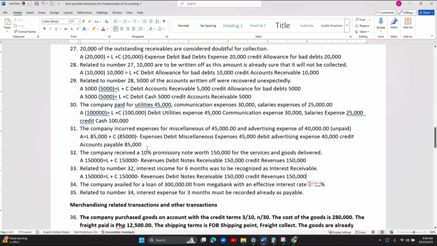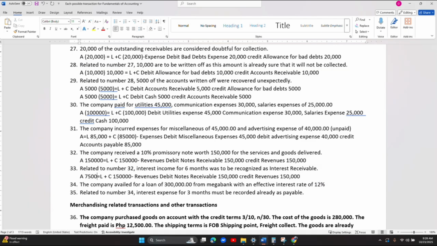So this 10% is actually an annual rate. If you see any rates like this in receivables and payables, that's an annual rate. Okay? So 10% of the 150,000 is 15,000. So that is for 1 year, 15,000. And we are just to recognize 6 months. So we have 7,500.